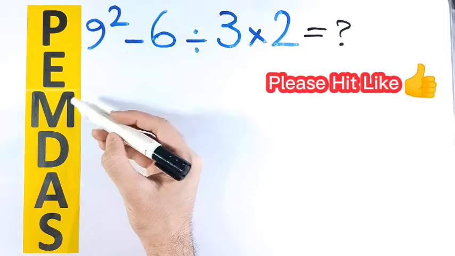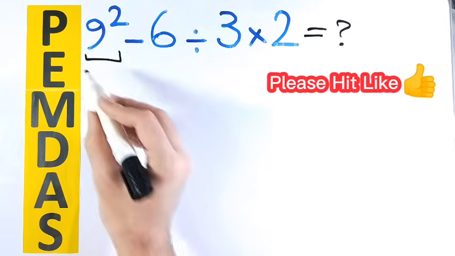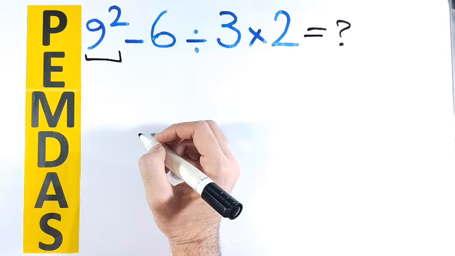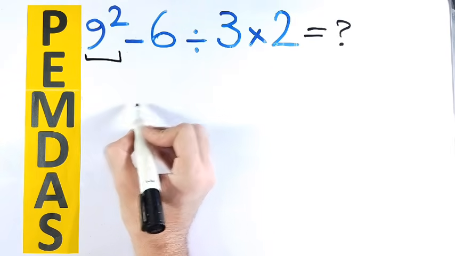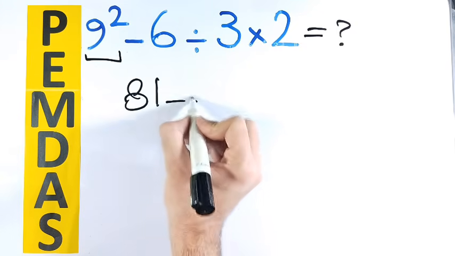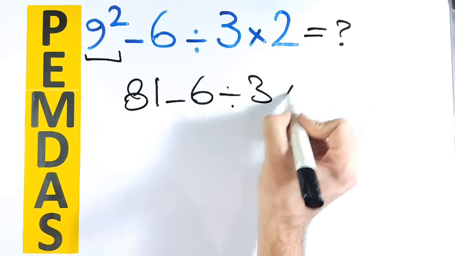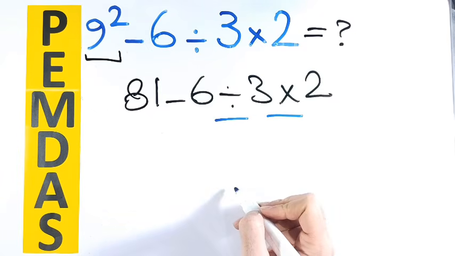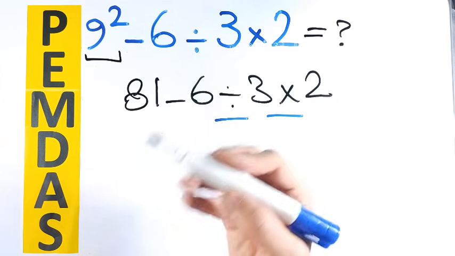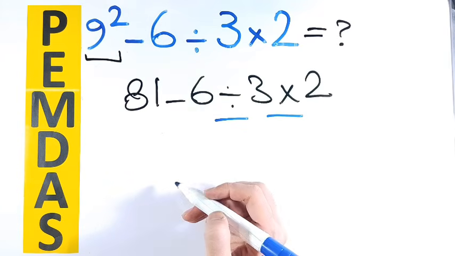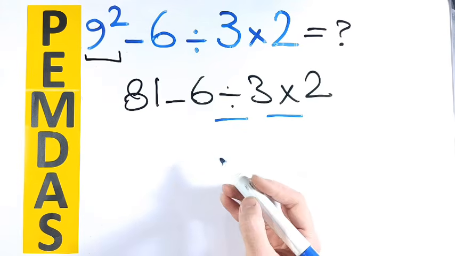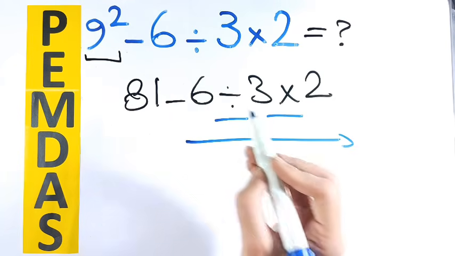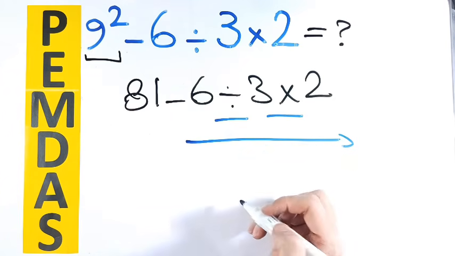According to the PEMDAS rule, first we go for the exponent, because in this expression, exponent has a higher priority than the other operations. So, instead of this expression, we can write 81 minus 6 divided by 3, then times 2. And the next step, we go for the division and multiplication, because these two operations have a higher priority than subtraction. In this situation, the best thing to do is to start from the left side of the expression and move step by step toward the right, performing division and multiplication in order.